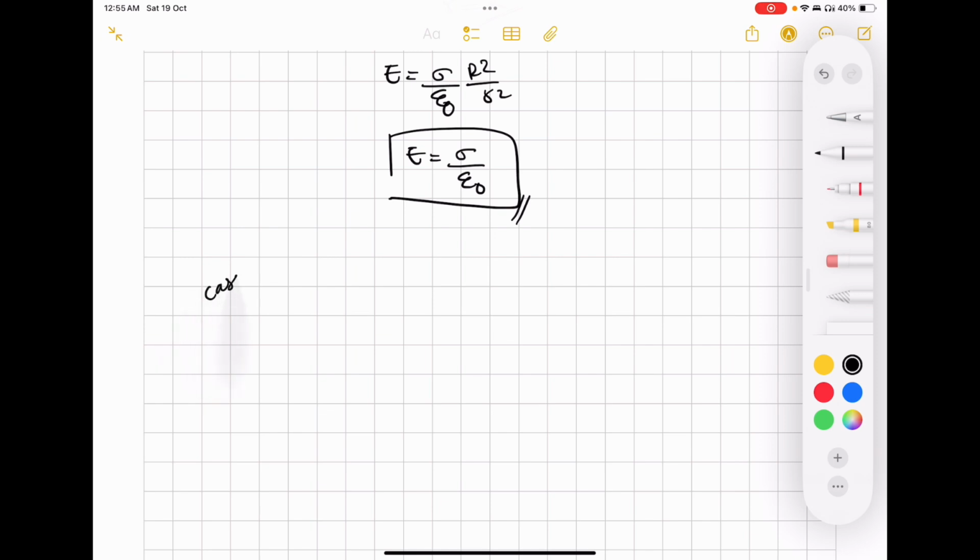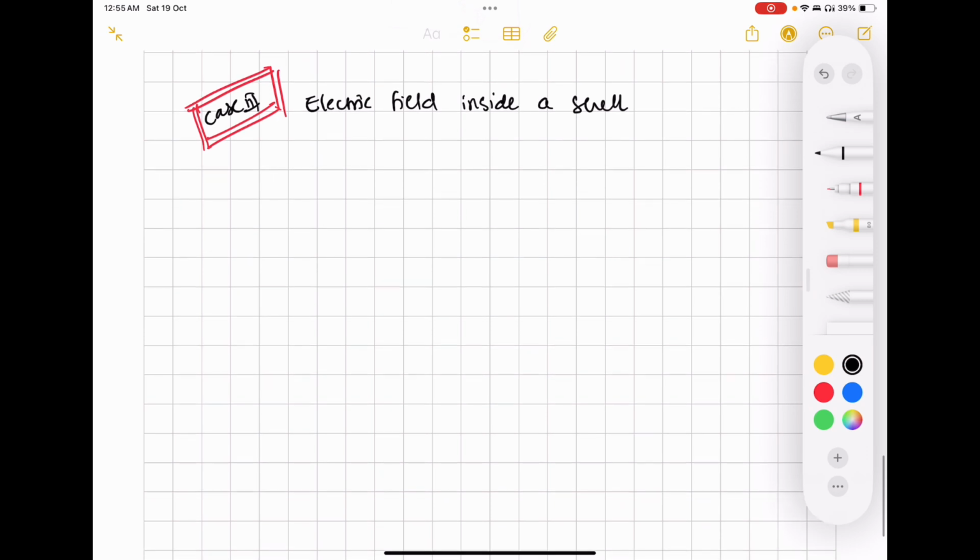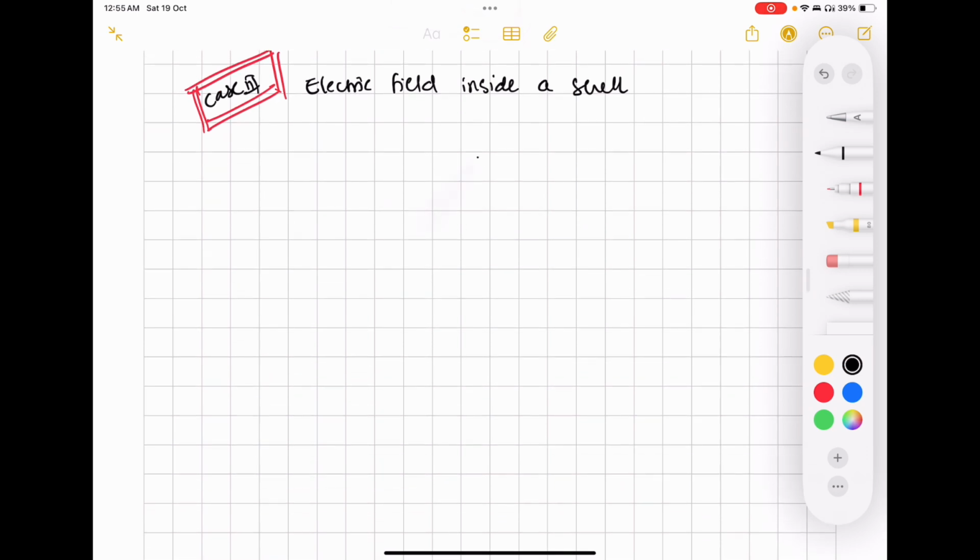Next we have case 3, which is electric field inside a shell. This case is very important. So we can find the electric field inside a shell. We have the shell like this, and we have charges on the surface of the shell. We need to find the electric field at a point inside the shell.